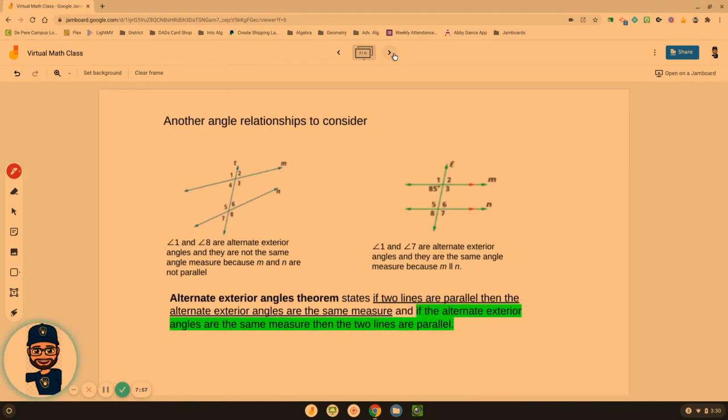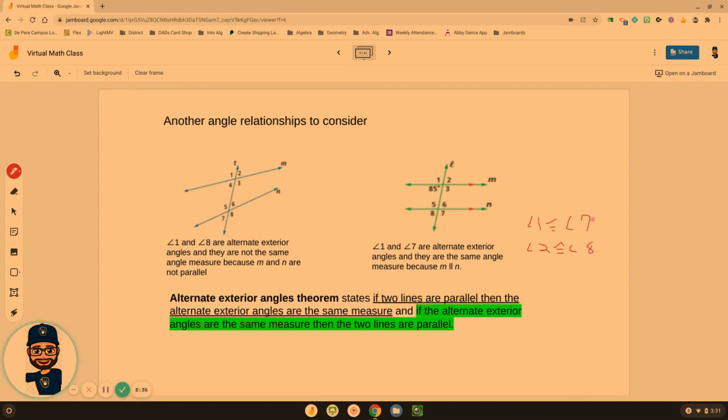We also have the same relationship with alternate exterior angles. Okay, if two lines are parallel, so if M and N are parallel, then angle 1 would have to be congruent to angle 7. Alternate exterior. They're both on the outside of the parallel lines and they're on alternate sides of the transversal, right? 1 and 7 or 2 and 8. As long as I know the lines are parallel, I can say this is true.